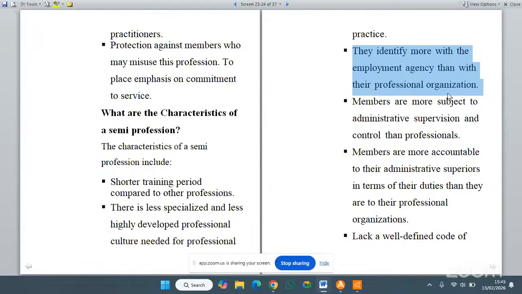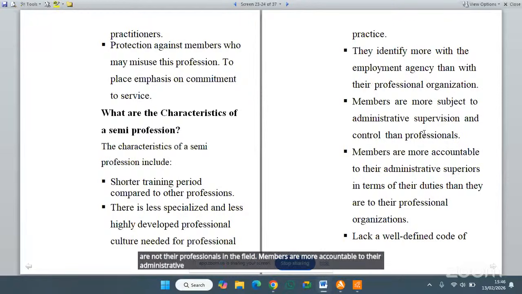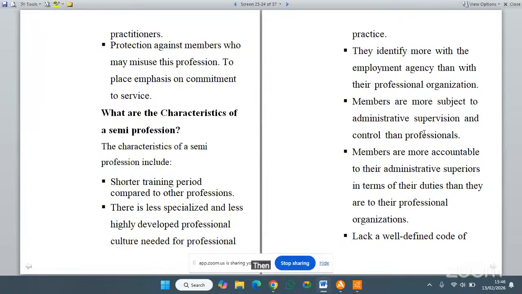Members are more subject to administrative supervision and control than professionals. So we find that because they are supervised by their administrators and not their professionals in the field, members are more accountable to their administrative superiors in terms of their duties than they are to their professional organizations.